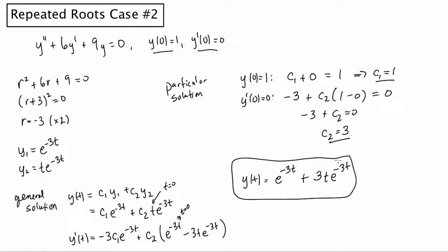This is an important case. It's oftentimes called the critically damped case when we look at the spring mass equations coming up next week. This will be the critically damped case corresponding to two repeated real roots.